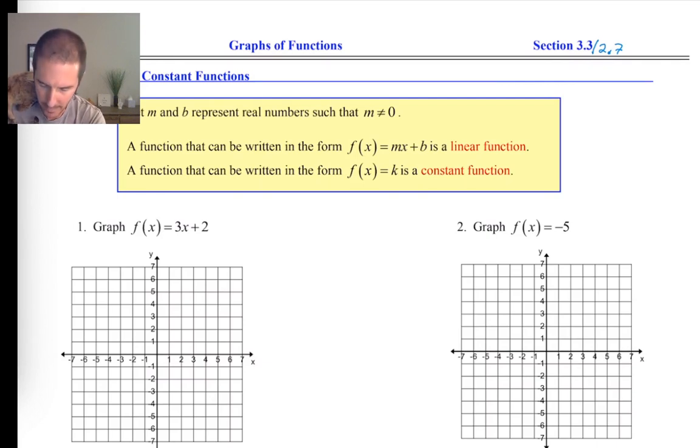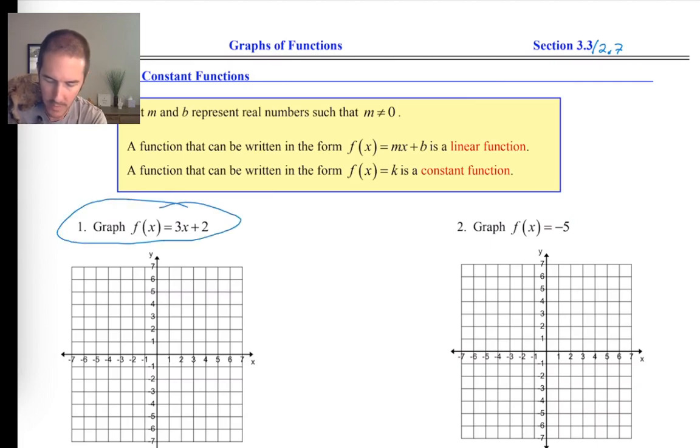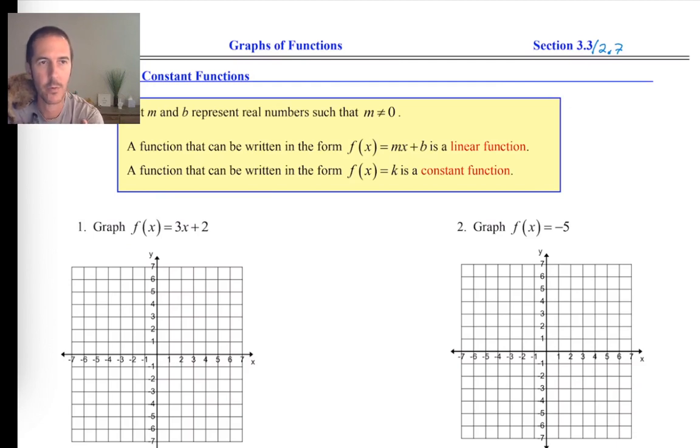So the k value that you're seeing here, k is representative of a constant. For example, -5. So problem number 2 is an example of a constant function. Number 1 here, we see that familiar y equals mx plus b format. That is going to be a linear function.